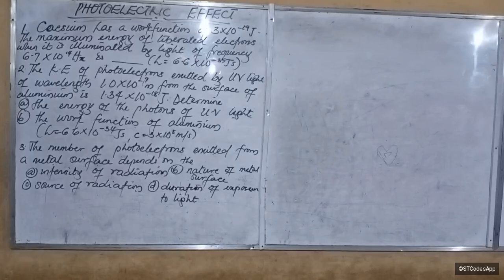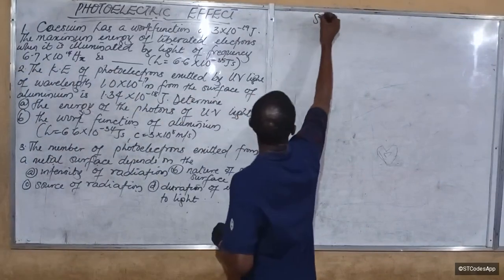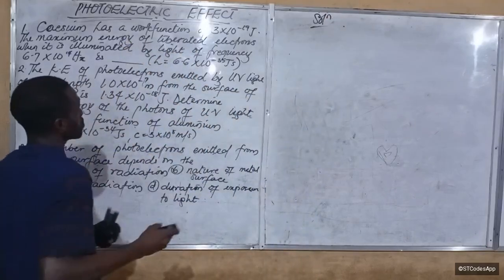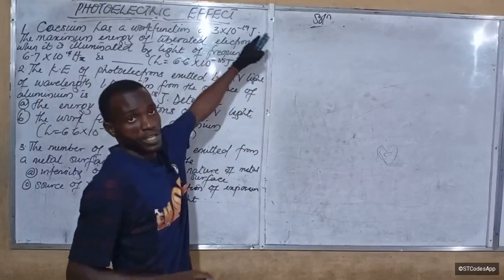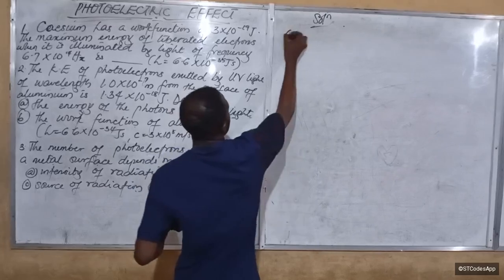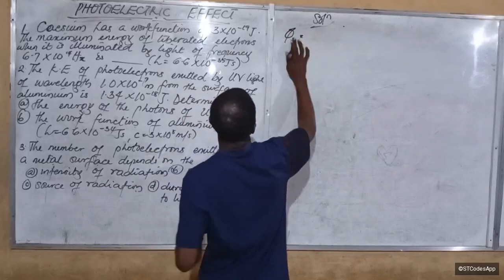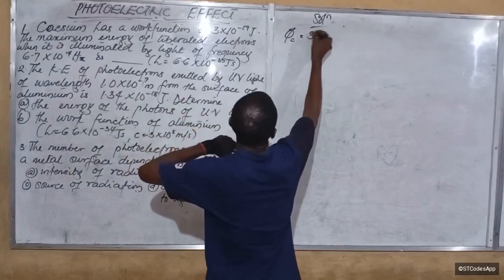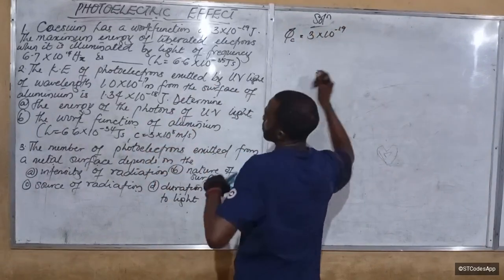All right, let's solve the following question. The first one says cesium has a work function of 3 times 10 to the power minus 19 joules. The work function of cesium is 3 times 10 to the power minus 19.